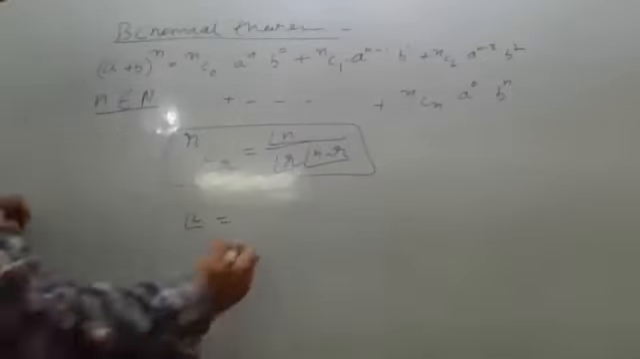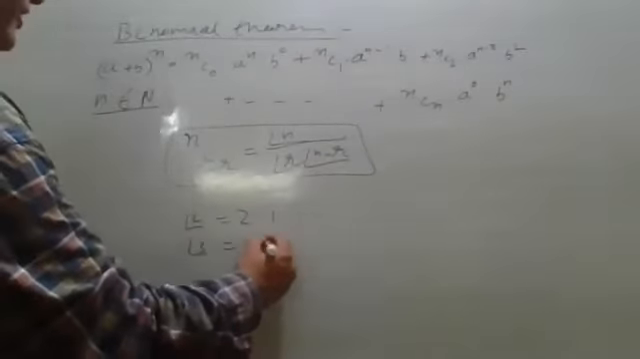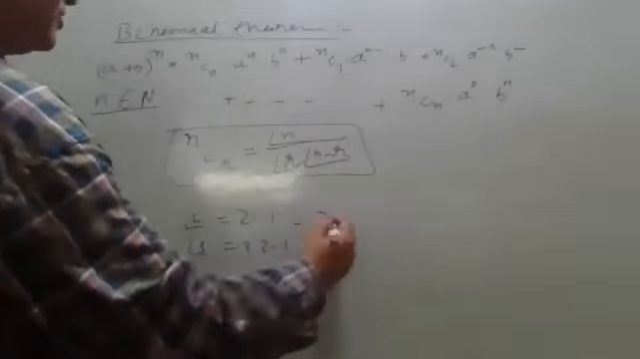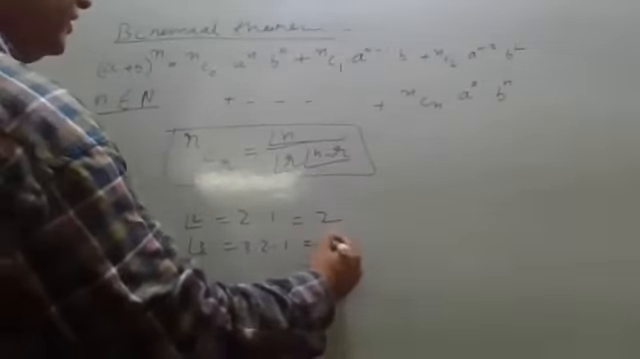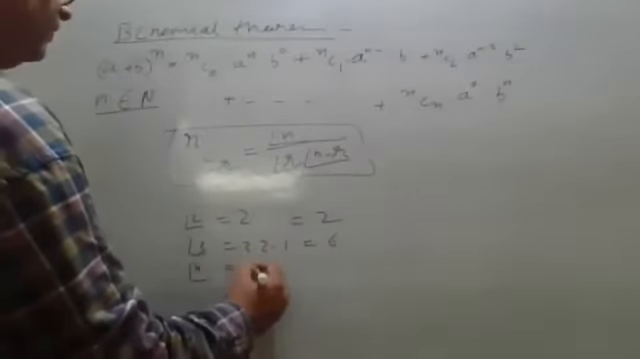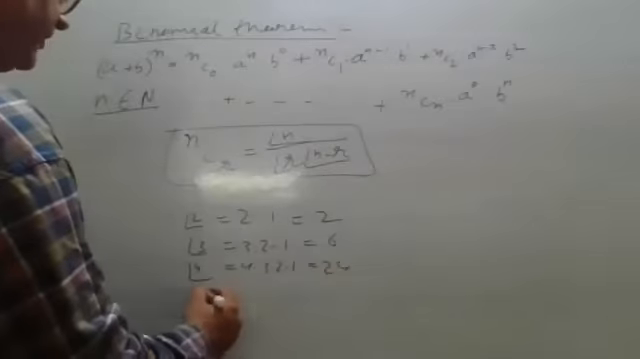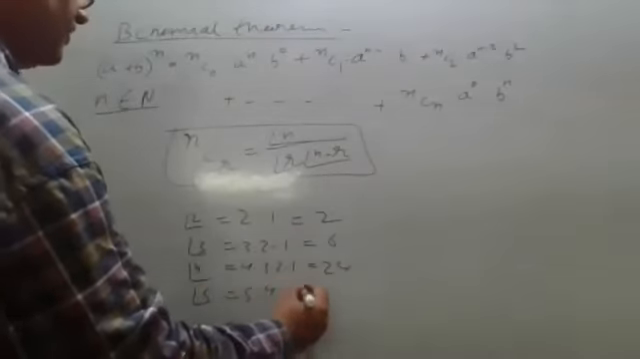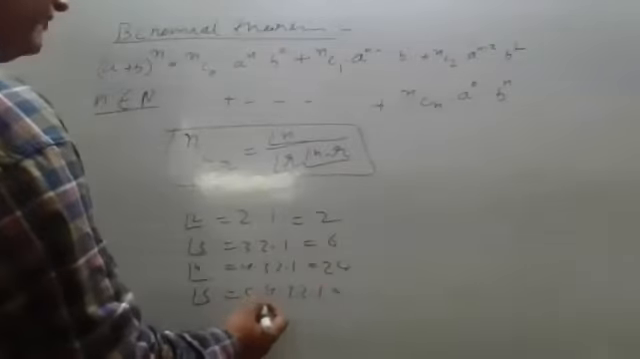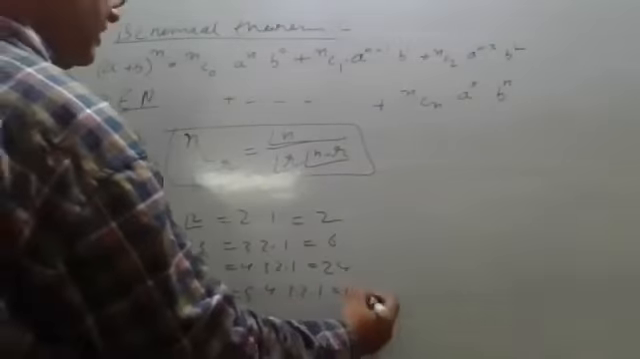Factorial means if we write factorial 2, remember it is 2 into 1. If we write factorial 3, it is 3 into 2 into 1. Now factorial 2 is 2. Factorial 3 is 3 into 2 into 1, that is 6. Factorial 4 equals 4 into 3 into 2 into 1, that is 24. Factorial 5 is 5 into 4 into 3 into 2 into 1, so it is 120. Is that clear to everyone?